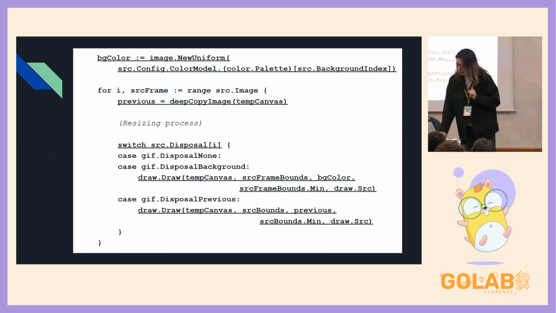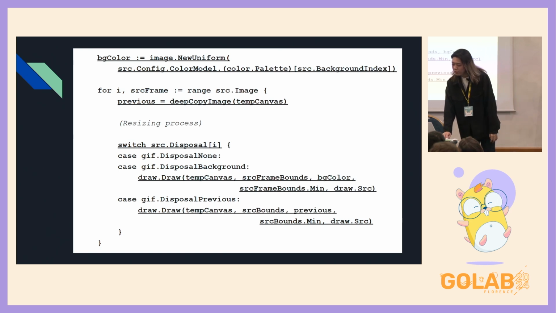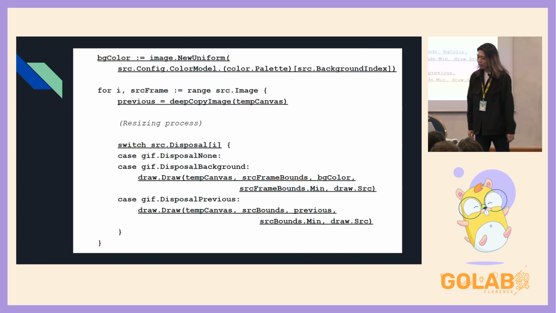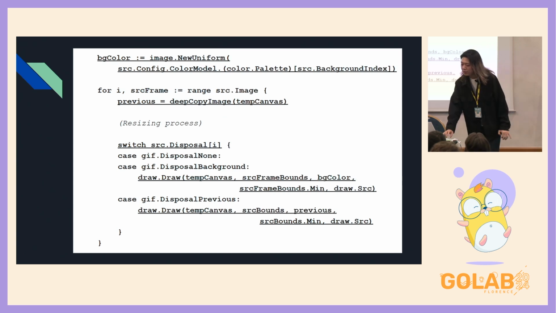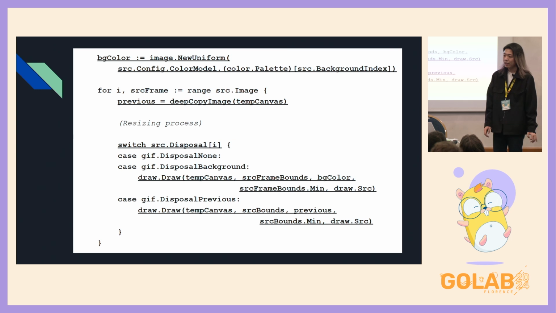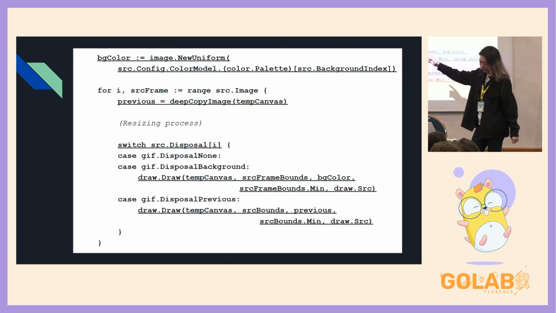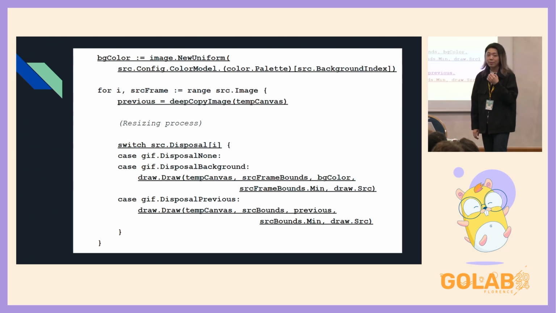So let's implement that. Here's the code for processing disposal correctly. First, prepare a uniform image of a background color at the top. The background color is picked up from the global color palette. This image will be used to fill the frame areas when necessary, like disposal background, ensuring a consistent background color. Next, copy the temp canvas into a previous variable. This creates a reference to the previously rendered frame for disposal previous.